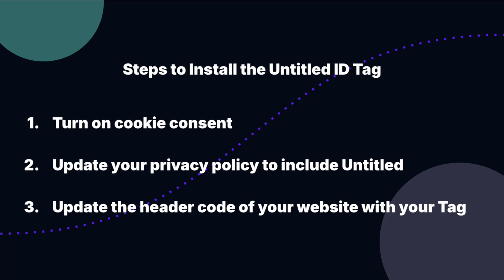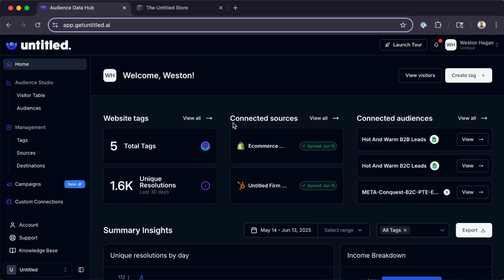First, turn on the cookie consent bar on your site. Second, update the privacy policy on your site to include information about the Untitled ID tag. Third, generate some JavaScript code within Untitled that you will copy and paste into your site. Get started within your Untitled account.